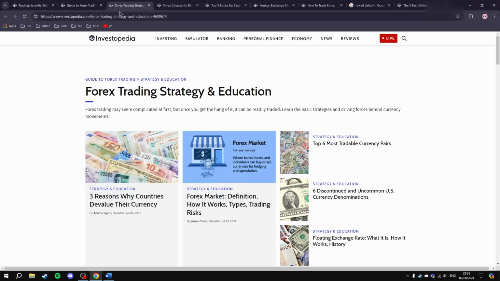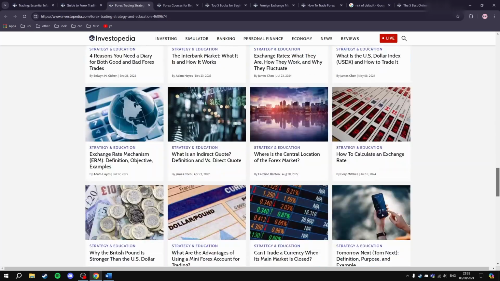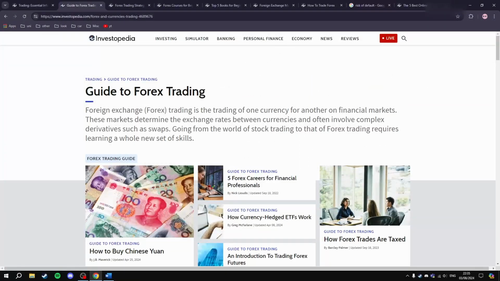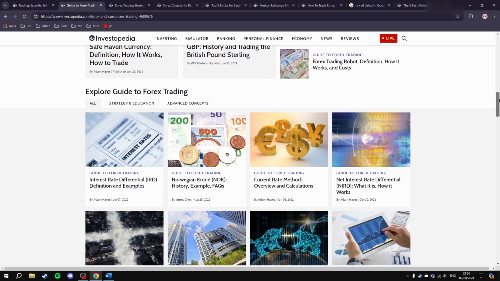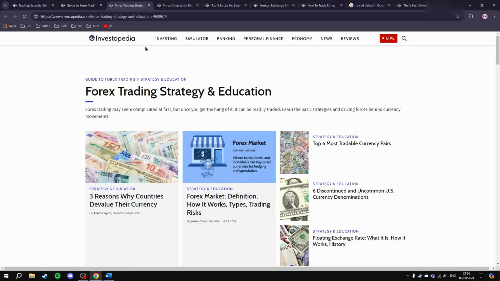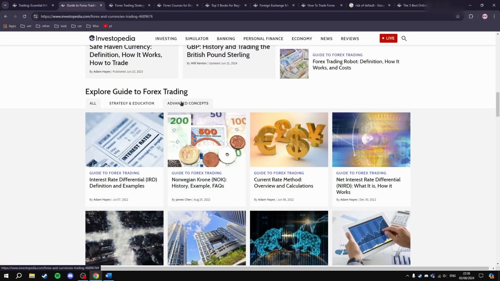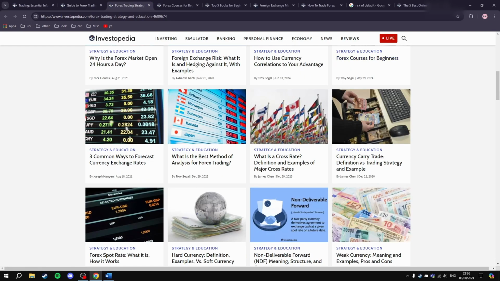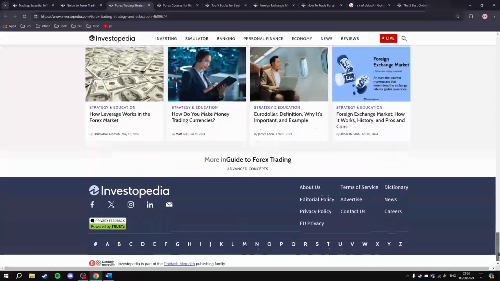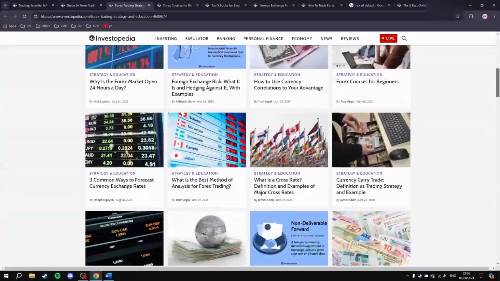So for example, is there another section within the Forex trading strategy and education section? Which I don't think there is, unlike here in the trading section, where there's a guide to Forex trading section within it. Oh, actually, here we go. In the guide to Forex trading, there's the strategy and education section, which is this bit. There's also the advanced concepts. Whereas in here, I don't think there's any smaller sections within this one. So this is the smallest section it can go.